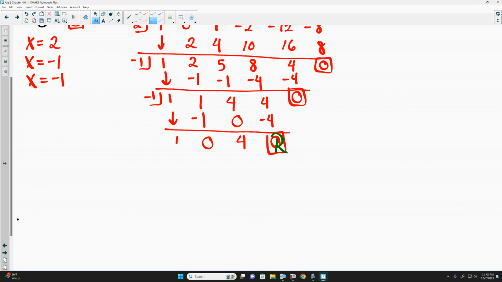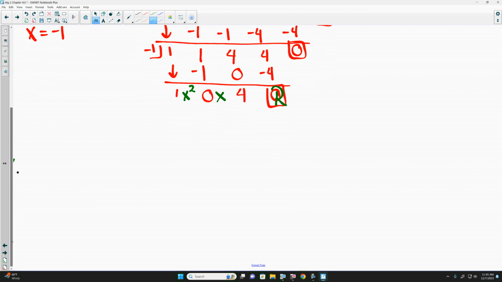So what we can do at this point is put our variables back in. The 0 inside the box is the remainder. Our 4 is our term without x. 0 is our term with x. And 1 is our term with x squared. Telling us that the equation we have left to solve is x squared plus 4 equals 0.